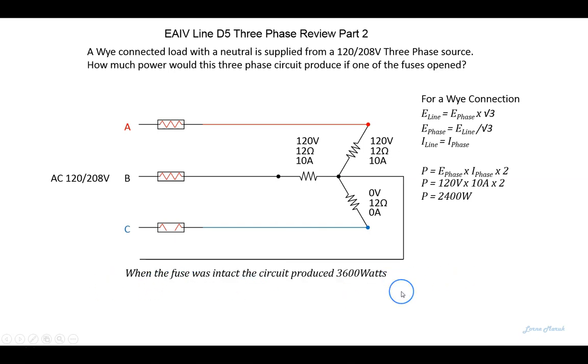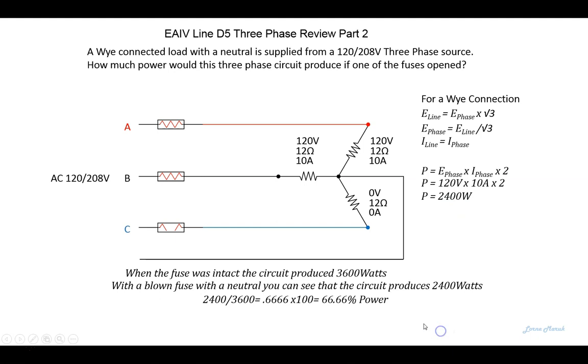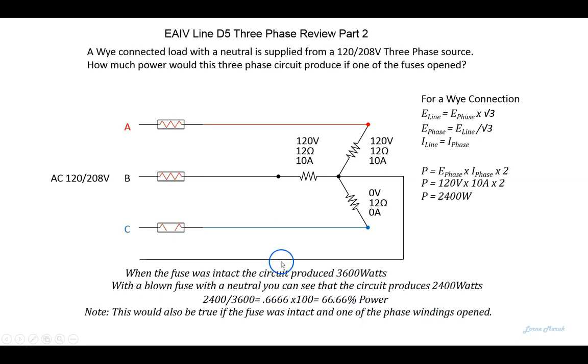So with the fuse intact, we produce 3600 watts. With a blown fuse, and we have a neutral, we produce 2400, which is 66.66% power, or 66.67%. And that would also be true if we lost a phase winding.